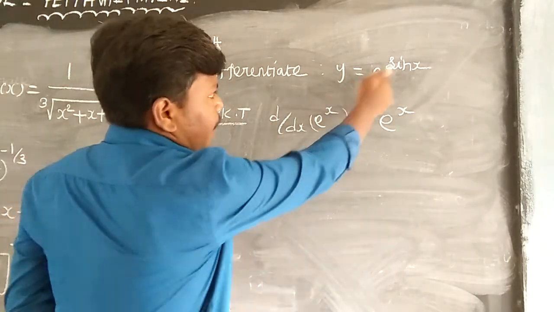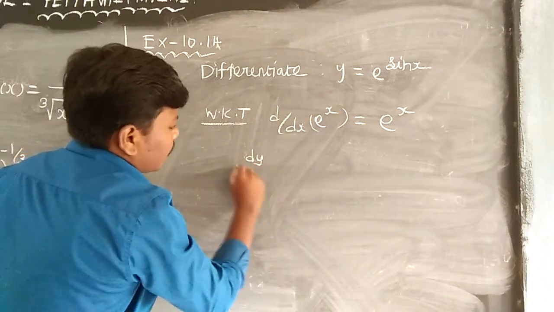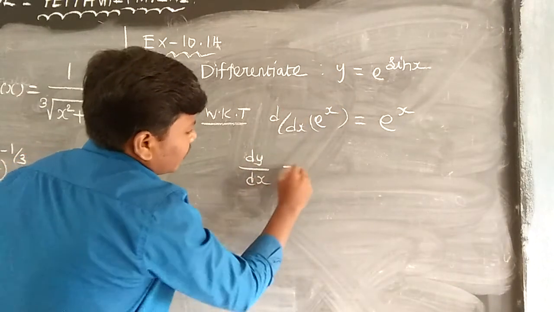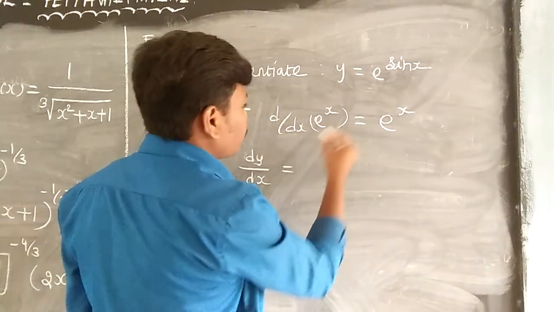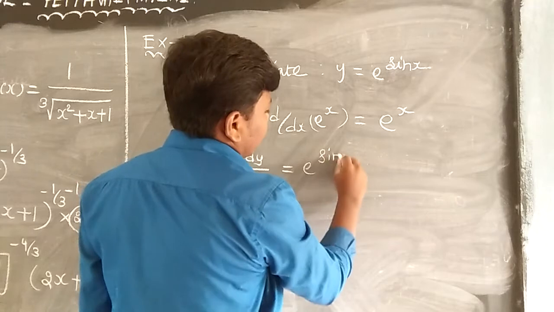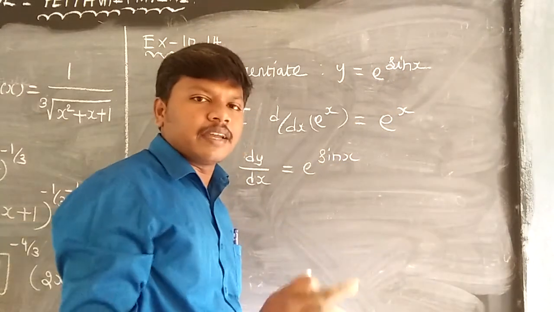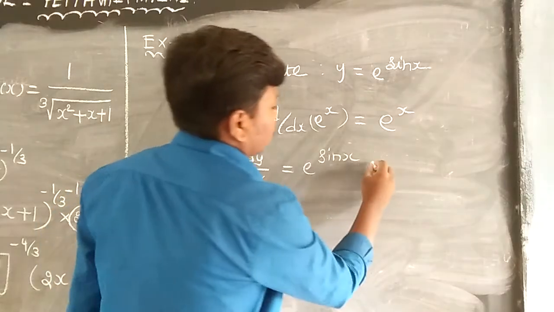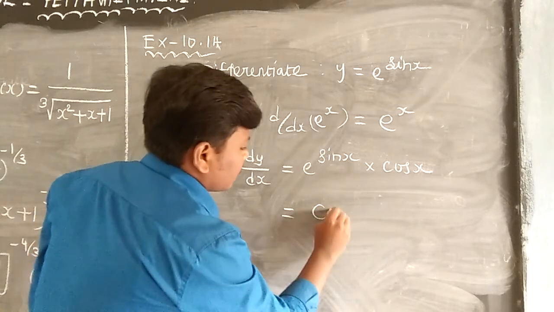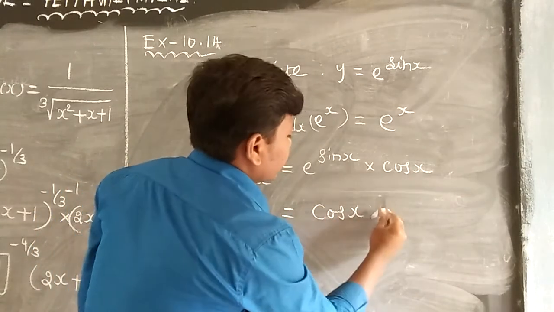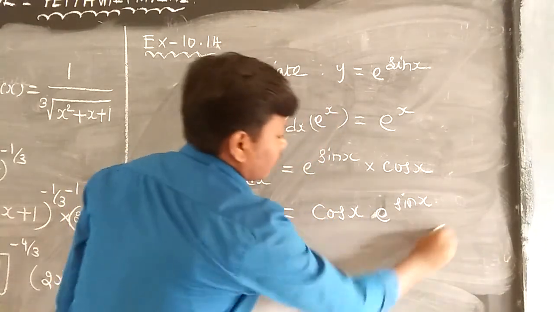Look at the question, e power sin x. So if you differentiate y with respect to x, dy by dx is equal to e power sin x. If you differentiate e power sin x, you get e power sin x. Look at the inner function sin x. If you differentiate sin x, you get cos x, into cos x. Hence, finally you can write cos x into e power sin x. Okay, so this is the final answer.